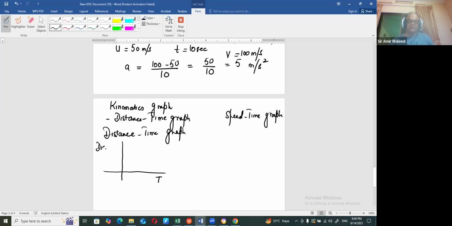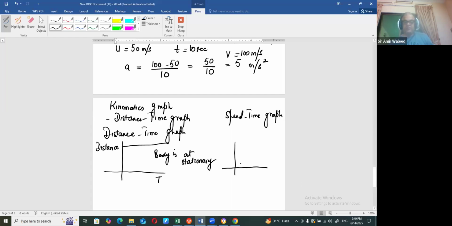So it's like this, right? If the graph shows like that, what does it mean? A straight line parallel to the x-axis shows that distance is not changing. Distance is constant at any point, which means the body is stationary. Because distance is not changing at any point, at any time, this means that the body is stationary.